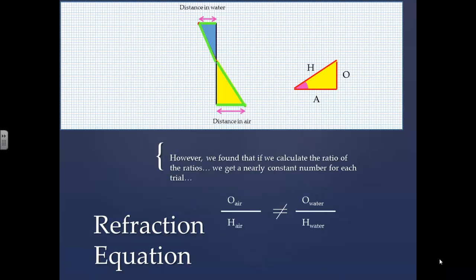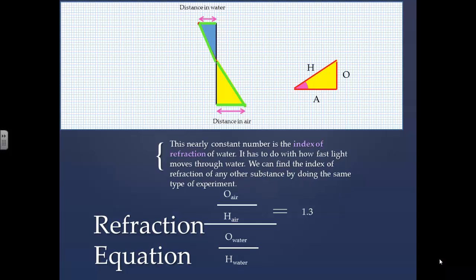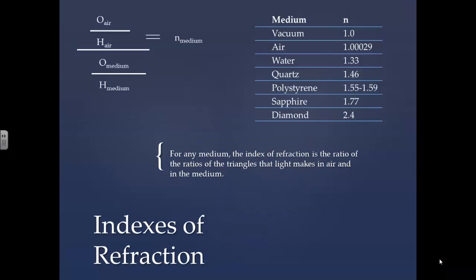However, we found that if we calculate the ratio of ratios, we get a nearly constant number for each trial, around 1.3. This nearly constant number is the index of refraction of water. It has to do with how fast light moves through water. We can find the index of refraction of any other substance by doing the same type of experiment. For any medium, the index of refraction is the ratio of the ratios of the triangles that light makes in air and in the medium.